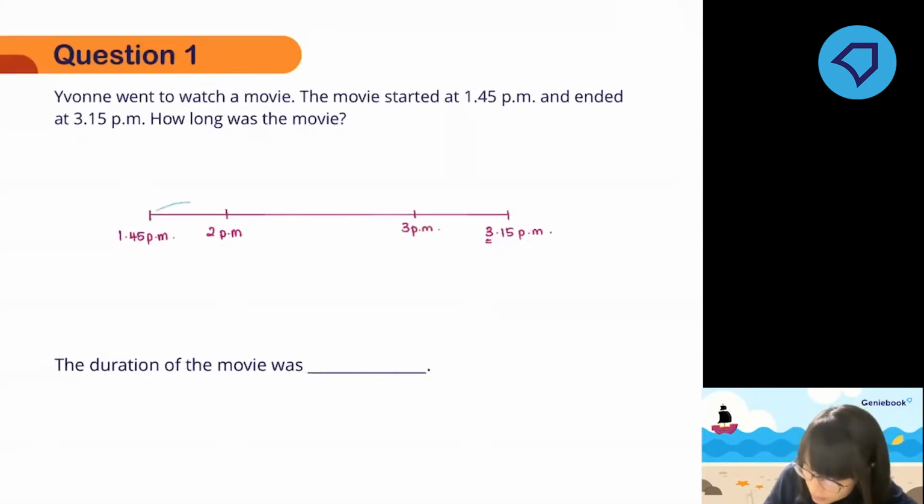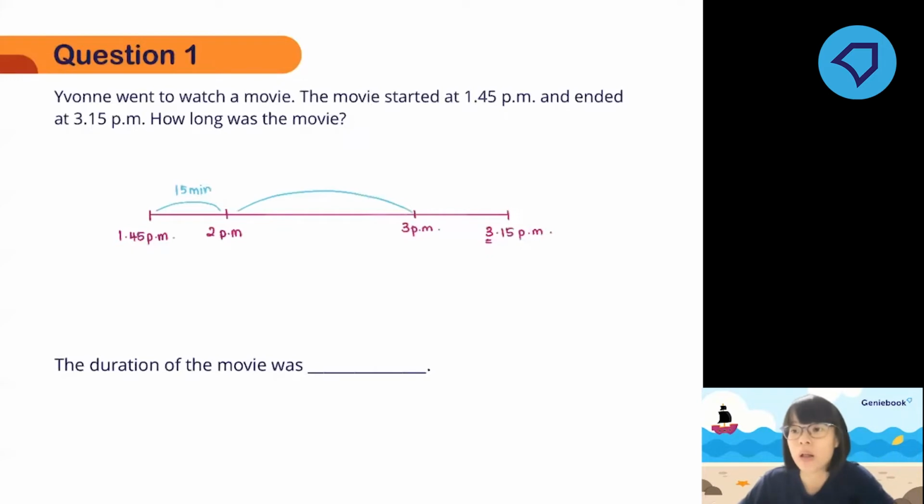So from 1:45 to 2 p.m., can you guys help me? 1:45 to 2 p.m. is how many minutes? How many minutes? 15 minutes. Thank you very much, NC. 15 minutes, Kevin. Thank you very much. Yulia also. Thank you very much. Yes, 15 minutes. Okay. Then from 2 p.m.